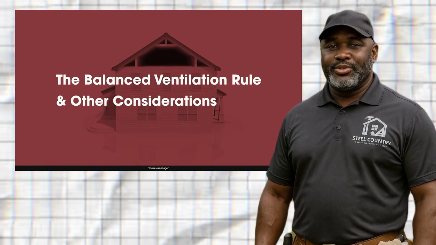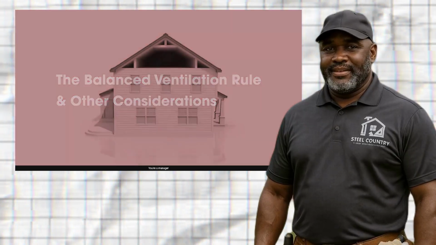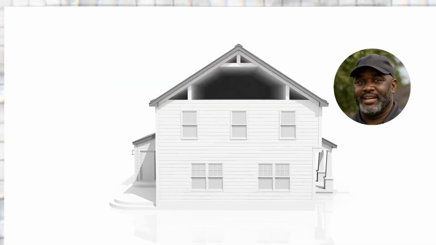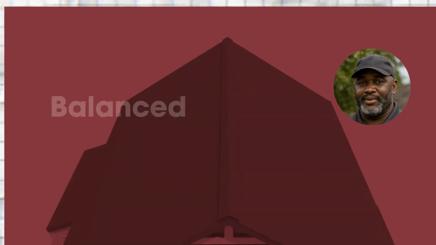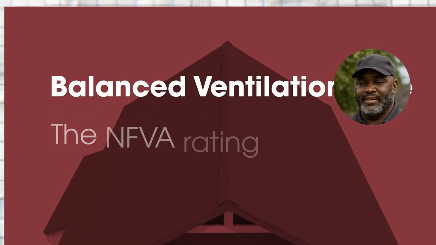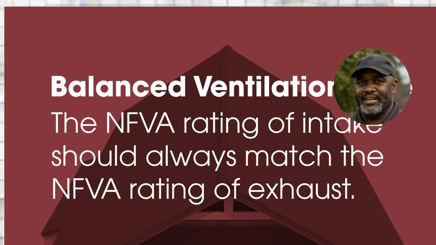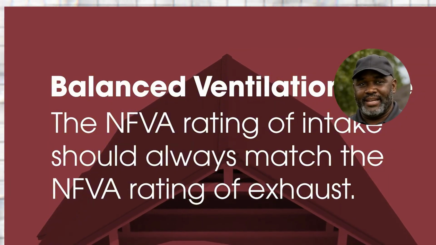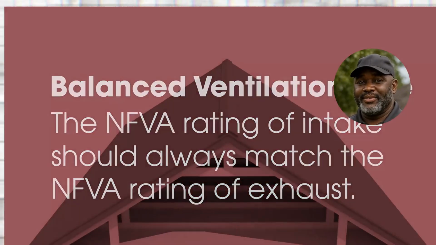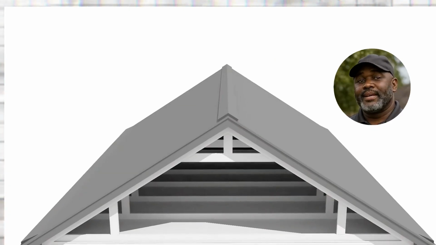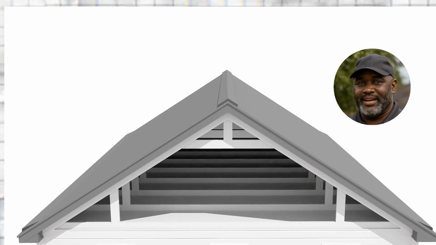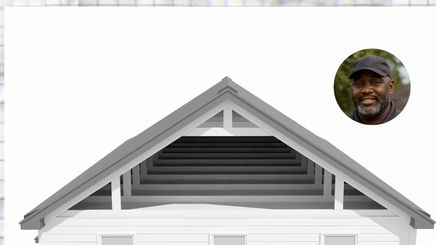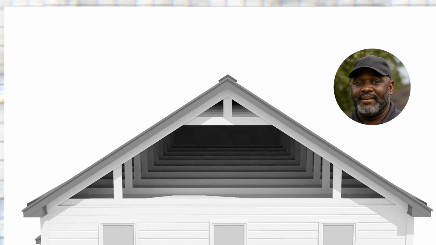The balanced ventilation rule and other considerations. Once you've picked your products and figured out how much of each you need, you should double-check that your selections comply with the balanced ventilation rule. The NFVA rating of intake should always match the NFVA rating of exhaust. This type of balanced system allows the 1 to 300 ventilation rule to be used. It seems simple, but any imbalance, especially when there's more exhaust, can make your system less effective.